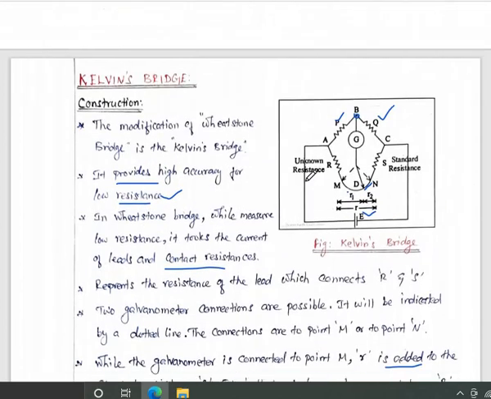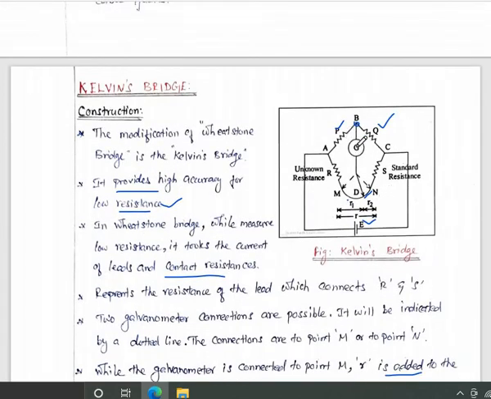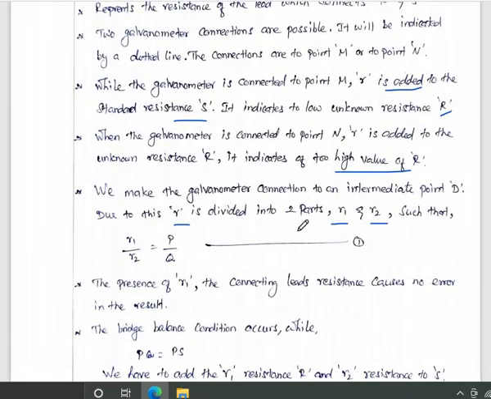When the bridge is balanced, the galvanometer reads 0 because the current flowing through the loop is equal in both loops. Whenever the current flowing through the galvanometer is 0, the bridge is in the balanced condition. At that time we have to check that the voltage across P, Q and R1, R2 is the same. So here R1 by R2 equals P by Q.